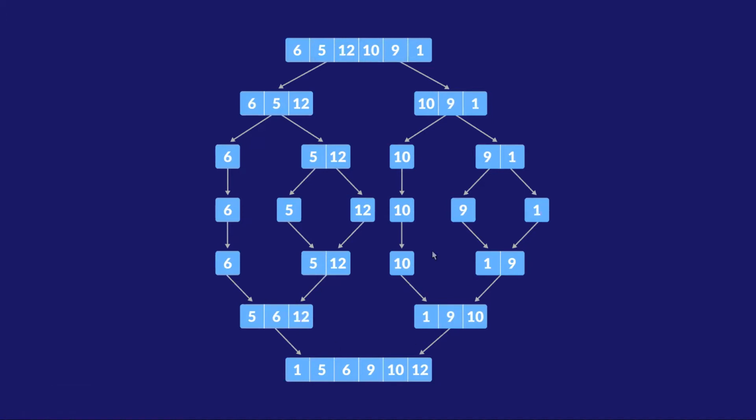And similarly, on the right side, 10, 1 and 9 are merged into 1, 9 and 10. And again, since you have these both, now it is time to merge them again. So you finally get this sorted array 1, 5, 6, 9, 10, and 12.